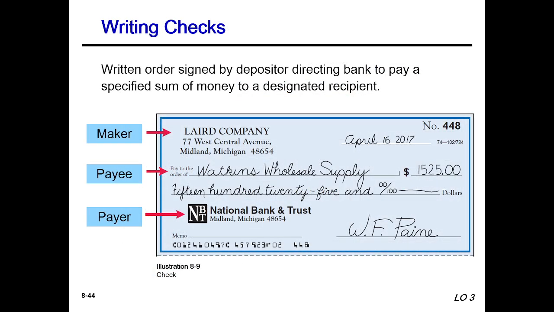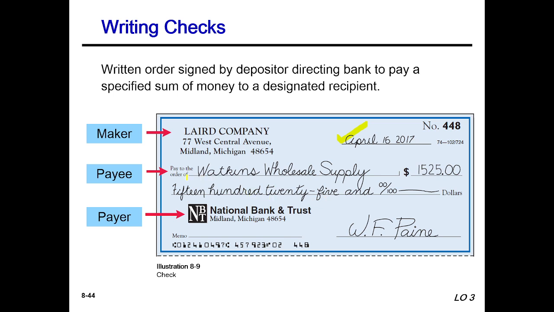And writing a check, how can we write the check? Just have a look here. This is the maker. A check is a written order signed by the depositor directing the bank to pay a specified sum of money to a designated recipient. Maker: Laird Company, 77 West Central Avenue, Midland, Michigan. This is the date, April 16, 2017. And pay, that means to whom we are paying this check.